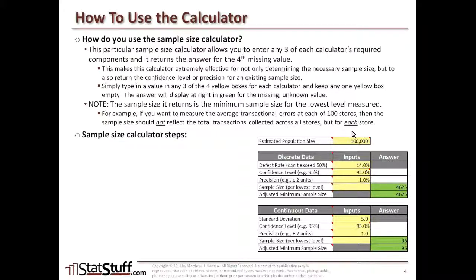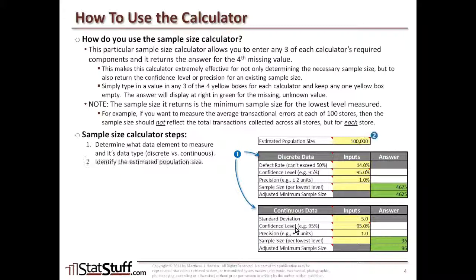So the basic steps you might follow for using this particular calculator are, first, you want to determine what data element it is that you're measuring and the data type. So if your data type is discrete, then you're going to use the discrete calculator. But if it's continuous, then you know you're going to be using the continuous calculator. Next, you want to identify the estimated population size. You're going to plug that in up there once you know that.